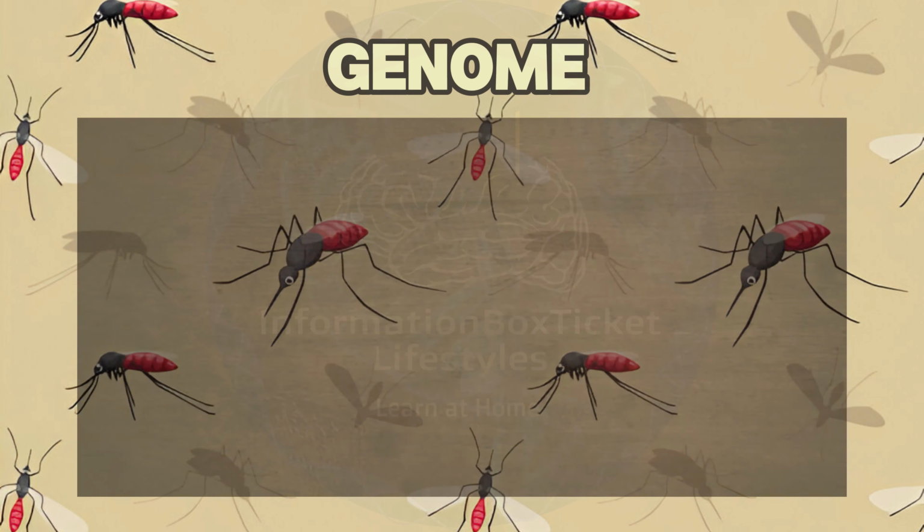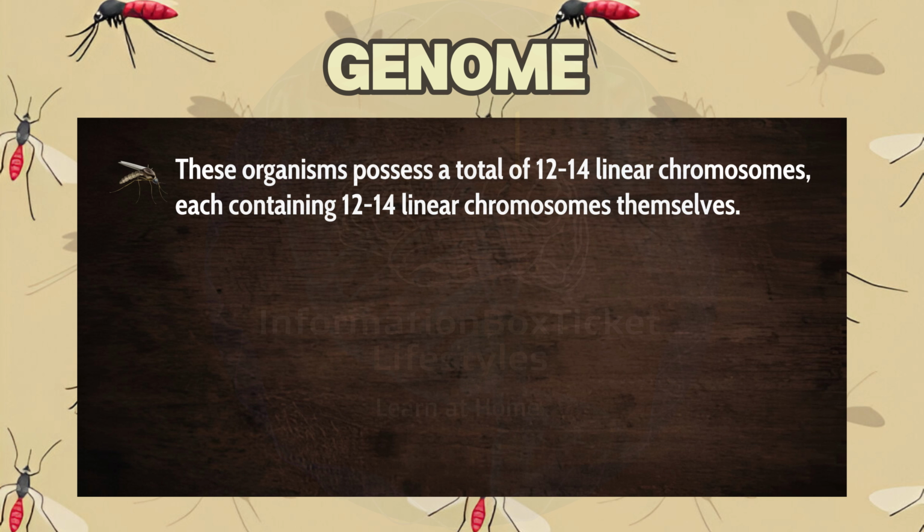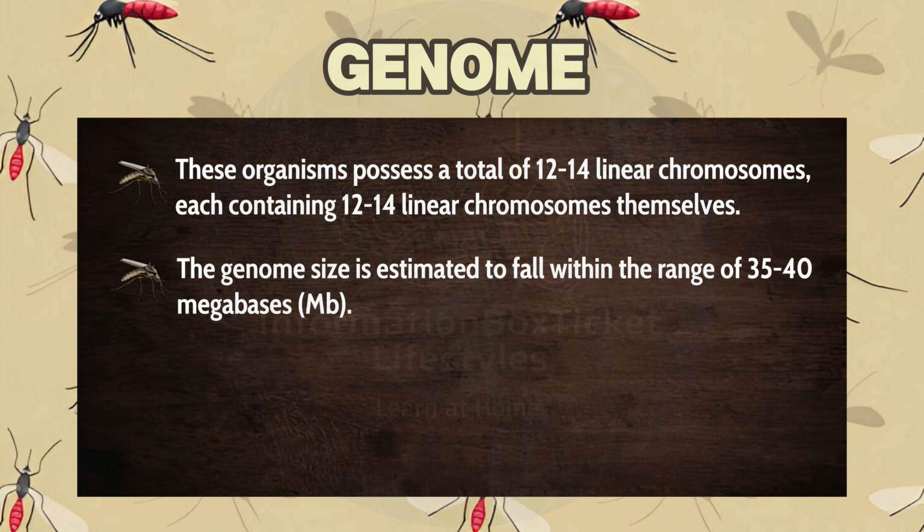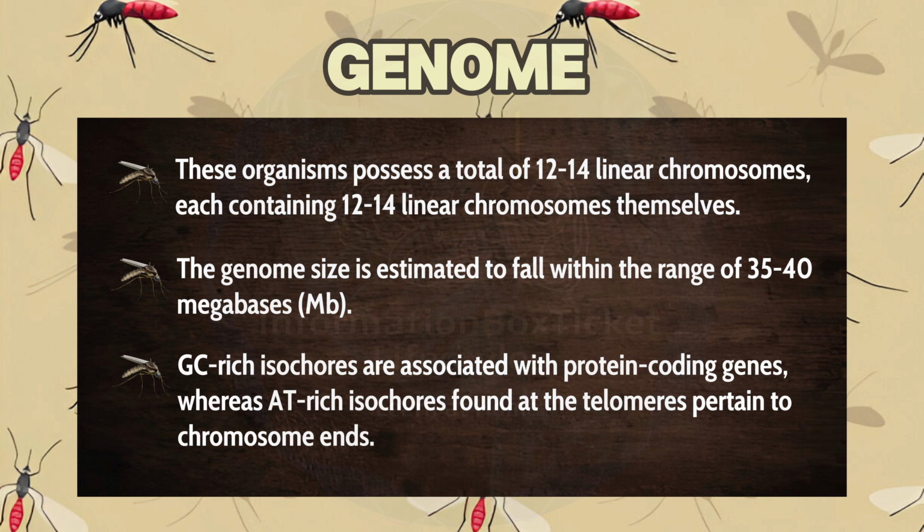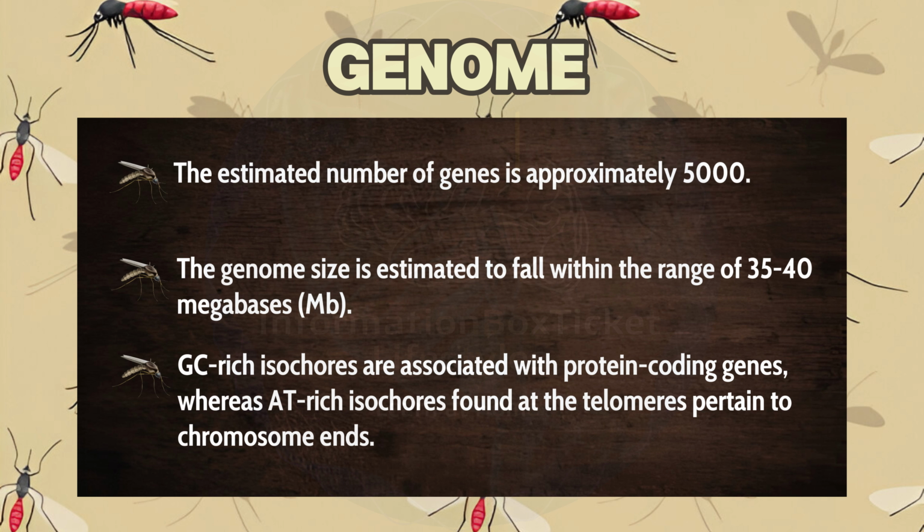Plasmodium vivax genome. These organisms possess a total of 14 linear chromosomes. The genome size is estimated to fall within the range of 40 megabases, MB. GC-rich isochores are associated with protein-coding genes, whereas AT-rich isochores found at the telomeres pertain to chromosome ends. The estimated number of genes is approximately 5,000.